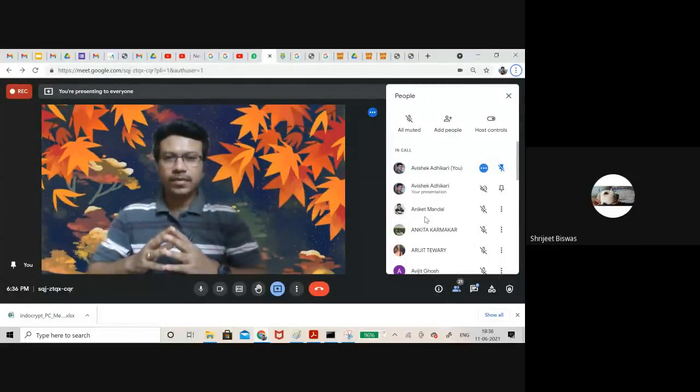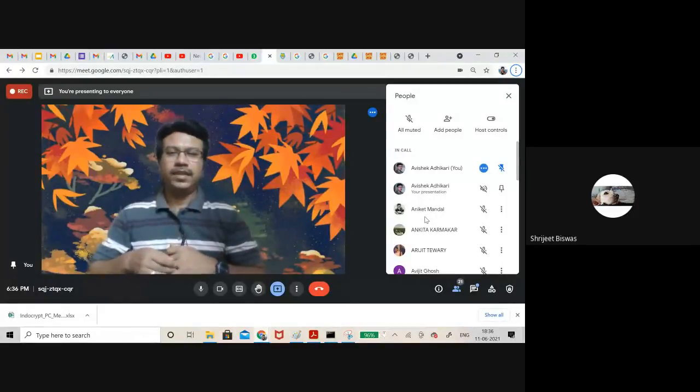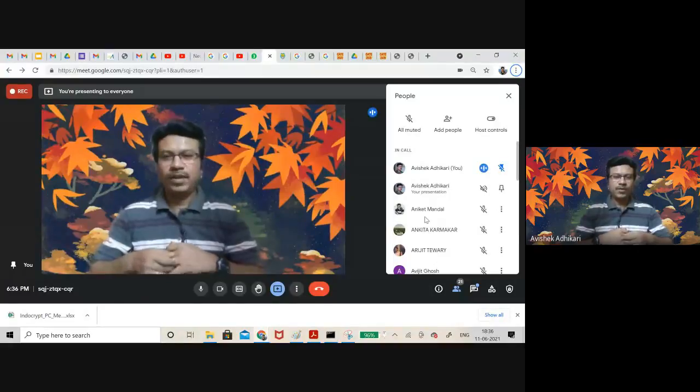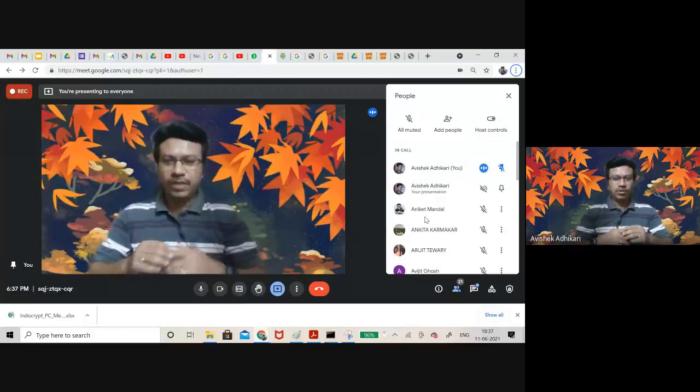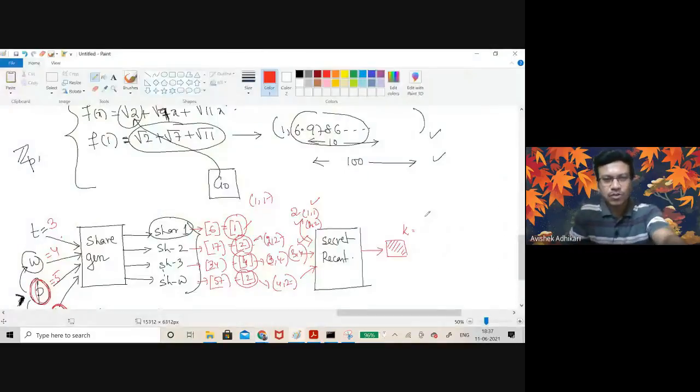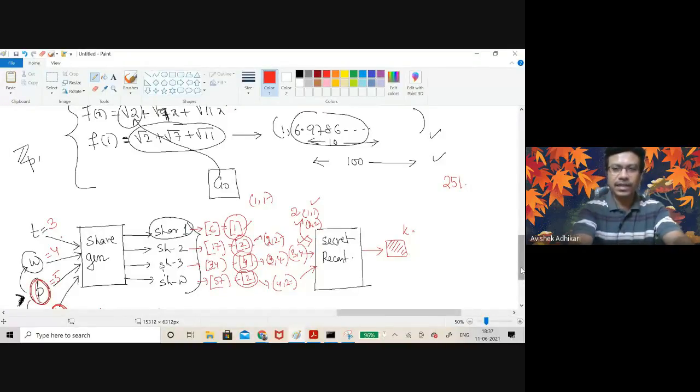Sir, in case of image also the prime will be greater than 255 because the intensity is 0 to 255. Yes, if it is more than 255, then that could be a problem. So usually for most of the cases, it is taken as 251. Okay, so I'll come to it just now. But is the idea clear?